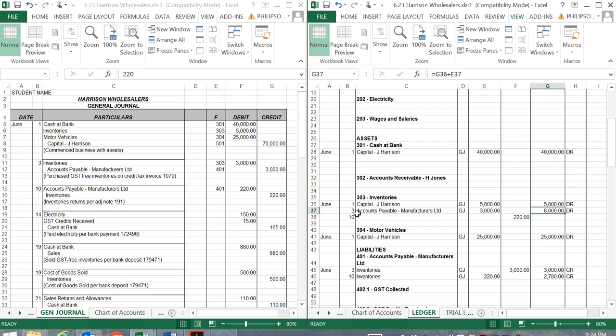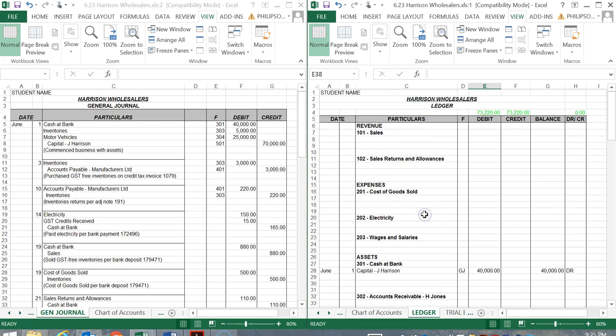Our existing balance was $8,000 debit. So the next transaction is a credit, so we need to take it away. Equals 8,000 minus the 220. But we still have positive assets, we still have assets sitting at the back, so it's still a debit balance. And our particulars are accounts payable, manufacturers limited. It's auto-populated, so I'm just going to tab. GJ and 303.